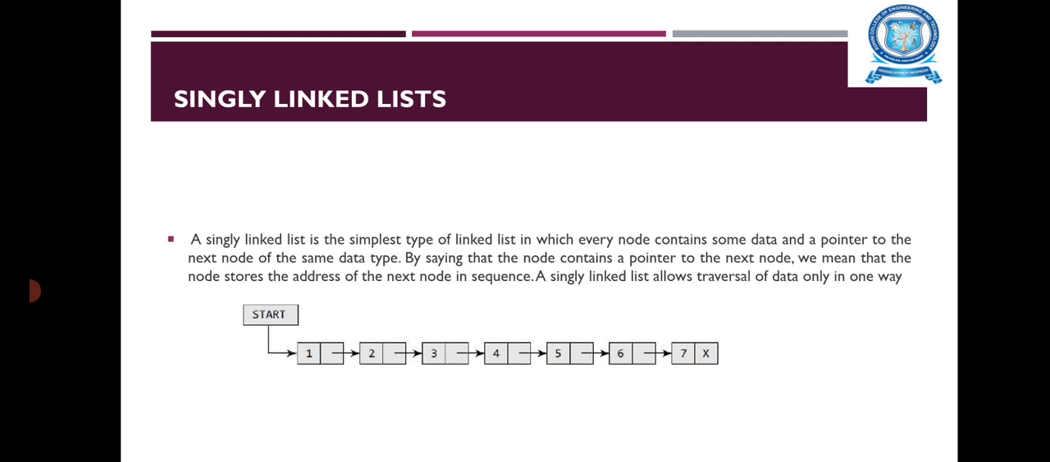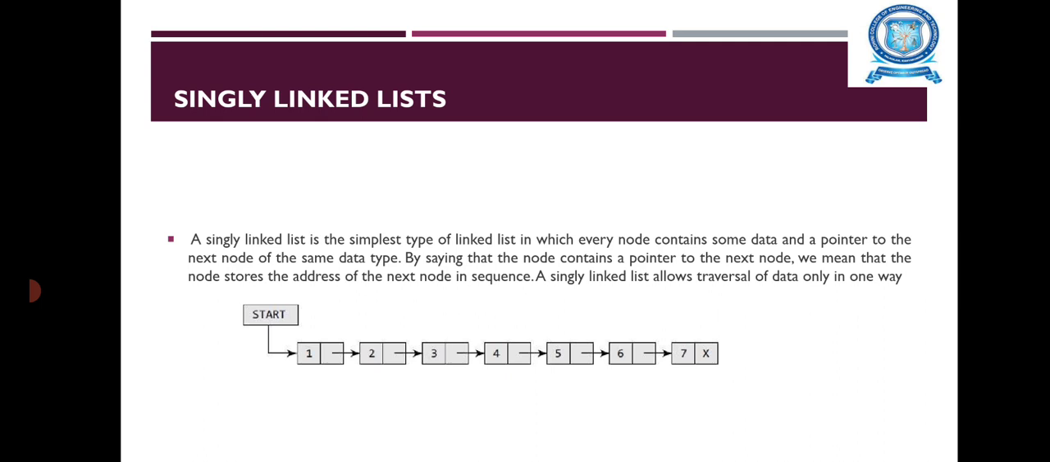Singly linked list. A singly linked list is the simplest type of linked list in which every node contains some data and a pointer to the next node of the same data type. By saying that the node contains a pointer to the next node, the node stores the address of the next node in the sequence. A singly linked list allows traversal of data in only one way.